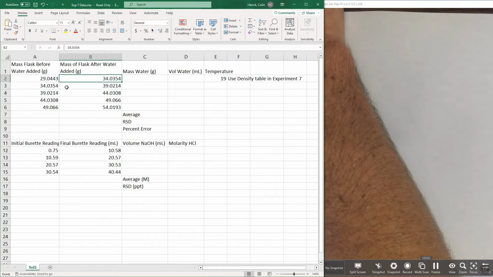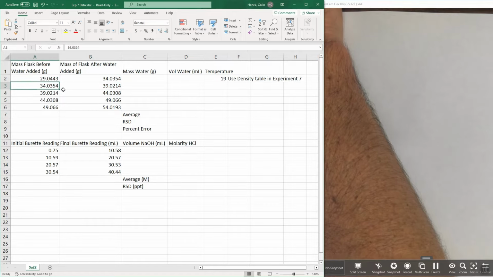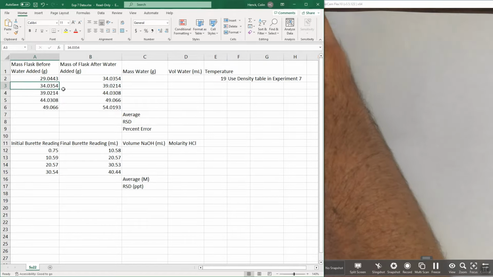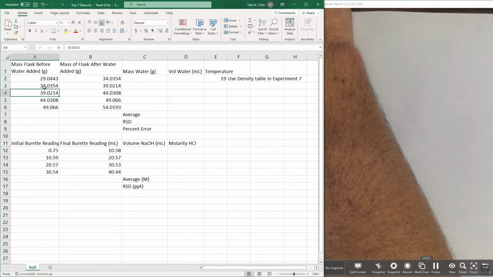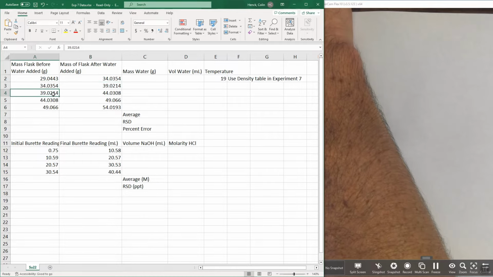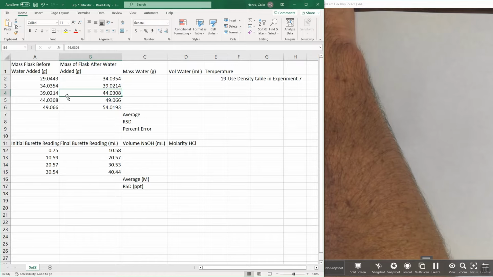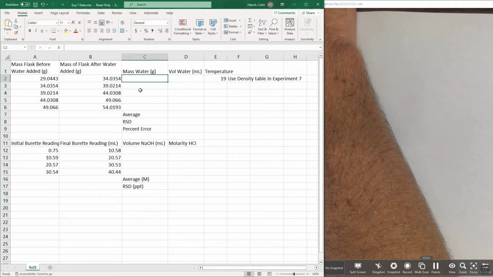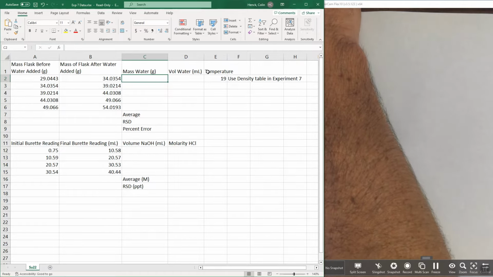What you'll also notice is that the final mass is the new initial mass. Said another way, we don't empty out the flask every single time. We simply use this as the new initial mass, then we add 5 more milliliters. This is the new initial mass, and then we add 5 more milliliters, and then same and repeat. And you'll notice it goes up by about 5 grams each time. Now what we want to find is the mass of the water, the volume of the water. And in order to find the volume of the water, we do need to use the density.